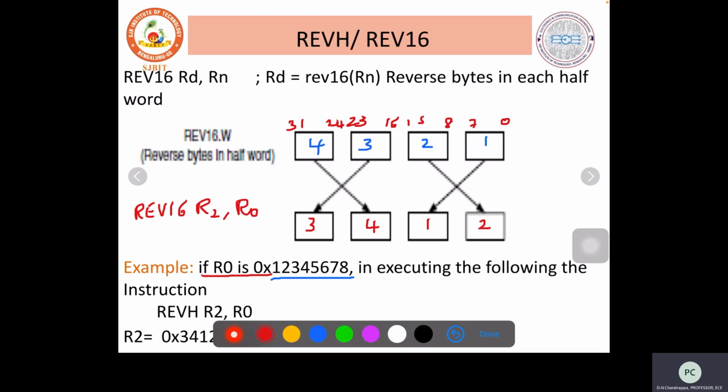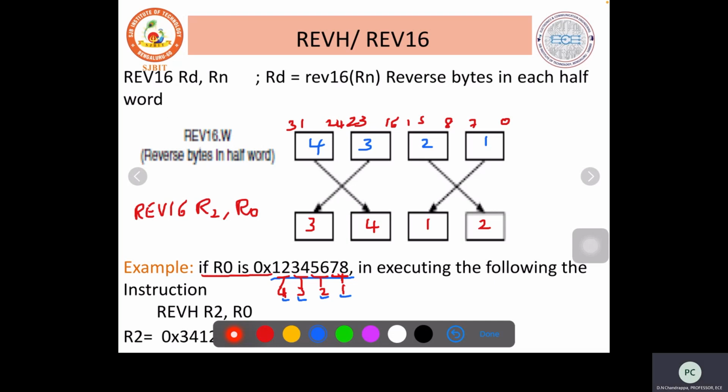Now it will be labeled as, these two become one byte, this is the second byte, this is byte number 3, and this is byte number 4. So after executing this instruction, what comes? 3 comes first. See here, 3 comes first. Then 4. Then 1. Finally, it is 2. So like that, I will write it.